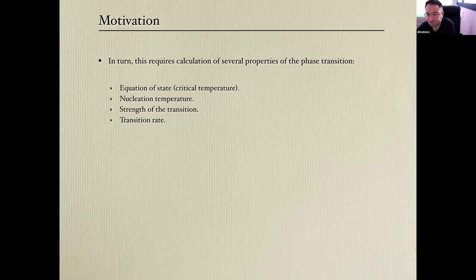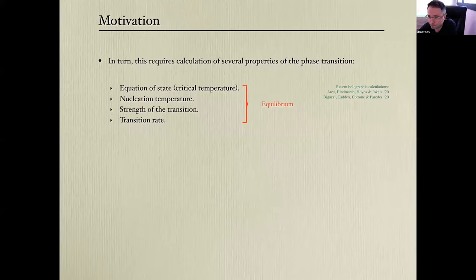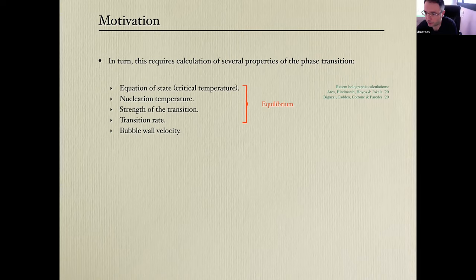These properties I just mentioned are all equilibrium properties. But there's another property that you need, which is the wall velocity of the bubble. Once you form the bubble, if it's sufficiently big, it will expand with some velocity, and you need to know that velocity in order to compute the gravitational wave spectrum.